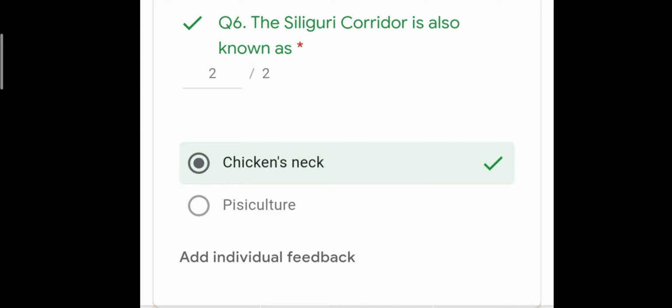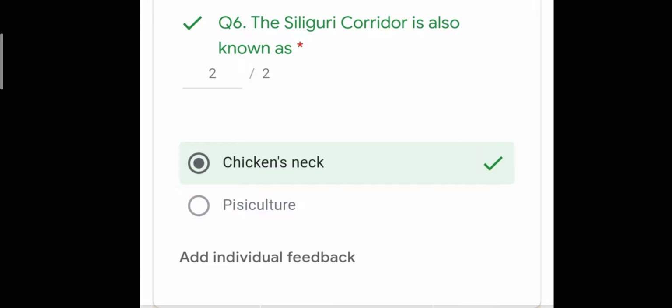Now question number 6. The Siliguri Corridor is also known as, there were two options, chicken's neck and pisciculture. So Siliguri Corridor is also known as chicken's neck because that corridor is a very tiny strip or passage that connects the states of India to the northeastern states. Because of that tiny strip, it has got its name chicken's neck. So chicken's neck is the right answer.